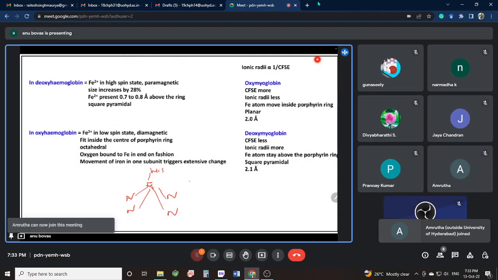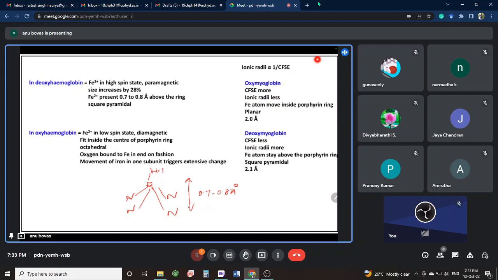So how much above is this? This will be around 0.7 to 0.8 Angstrom above the plane. As for the reason, in my coaching class they told that the ionic radius is inversely proportional to CFSE. So in oxymyoglobin, CFSE is more because everything was below, right? If we calculate, the CFSE will be more and the ionic radius is less in the oxymyoglobin case, whereas in deoxymyoglobin it is opposite. But in the book, whatever I have read, it is due to spin state.